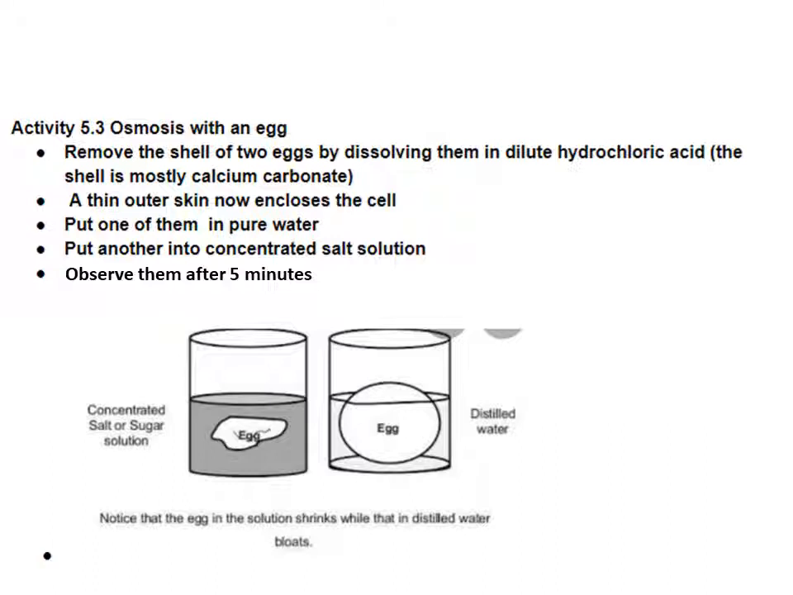You will find the egg you put in distilled water, which is actually pure water, has swollen up. On the other hand, the one you put in concentrated salt solution has shrunk. The reason is that the medium for the one in distilled water was hypotonic, so it gains a lot of water. On the other hand, the egg in concentrated salt solution has to lose water because the medium in which it is kept is hypertonic for it.